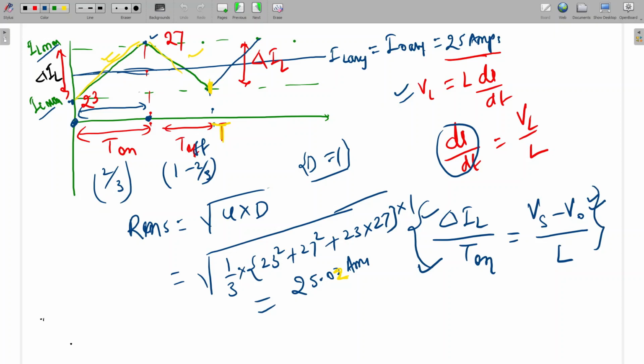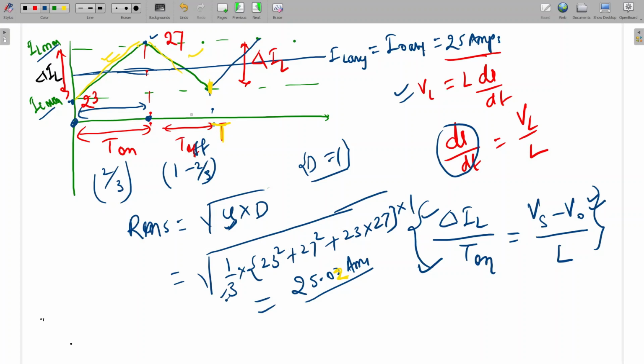Is it clear, this RMS value calculation? Already I have explained this concept. This is the formula for a triangle: 1 by 3 times b1 squared plus b2 squared plus b1 b2. We can directly consider this big triangle instead of two small triangles. If we consider the small triangles also, the value will be the same, and d1 plus d2 will come as 1. So the big triangle value will be the same only. What is the RMS value? U into D, 25.02 ampere. Is it clear?